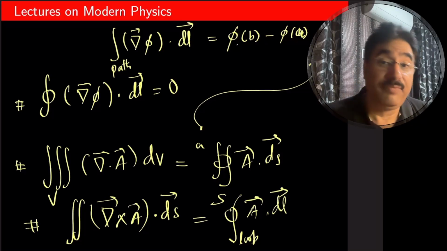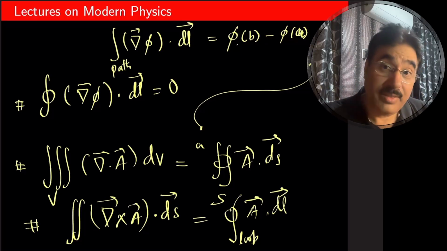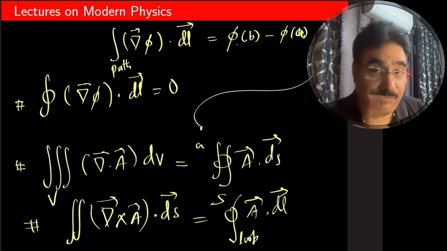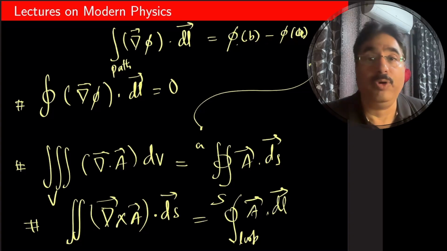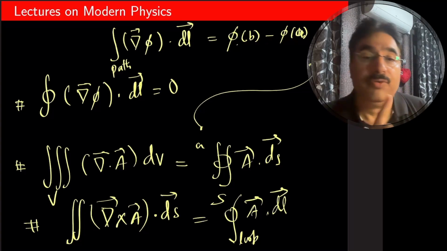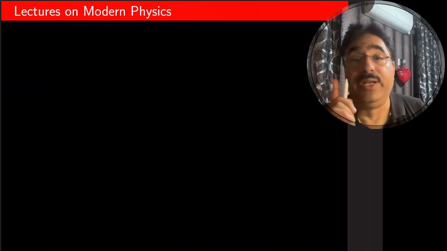So remember, curl with loop integral, and divergence with flux, right? And gradient with the difference of the function at two points. This is the takeaway from this discussion. Now let's also discuss the second derivatives. This is also very important before we finish the lecture. This is very important to cover.